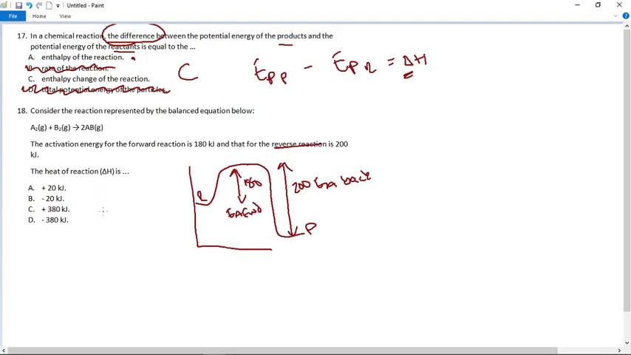The heat of reaction is the difference in energy between the reactants and the products. And if we look on these two graphs, the difference between 180 and 200 is 20. Okay, but this is an exothermic reaction because the reverse activation energy is bigger. So the answer here is B, negative 20 kilojoules.